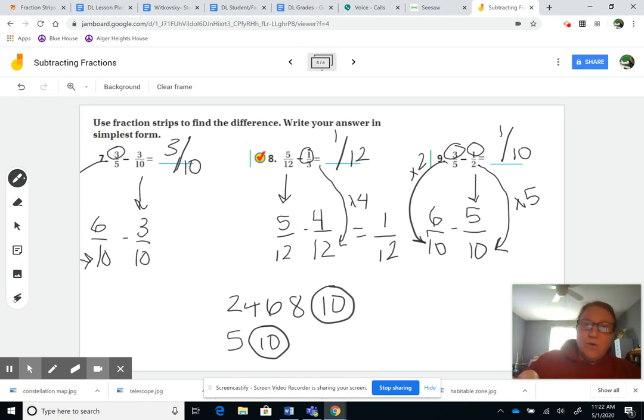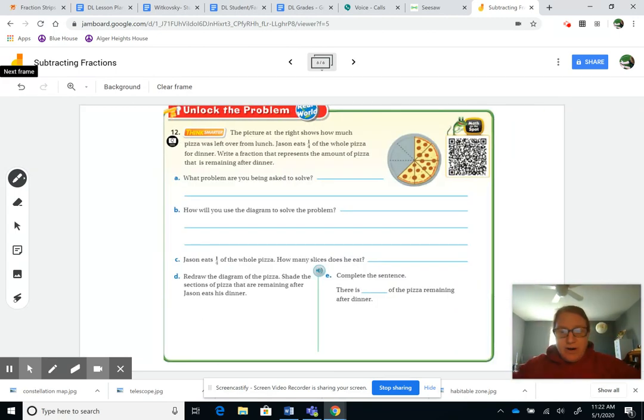Okay, I have one problem left, and it's a story problem. And I just want to kind of run through this right quick with you. You do have 2 story problems on your work today, and I just want you to see it so you can also be successful. Number 12 says, the picture at the right shows how much pizza was left over from lunch. Jason eats 1/4 of the whole pizza for dinner.